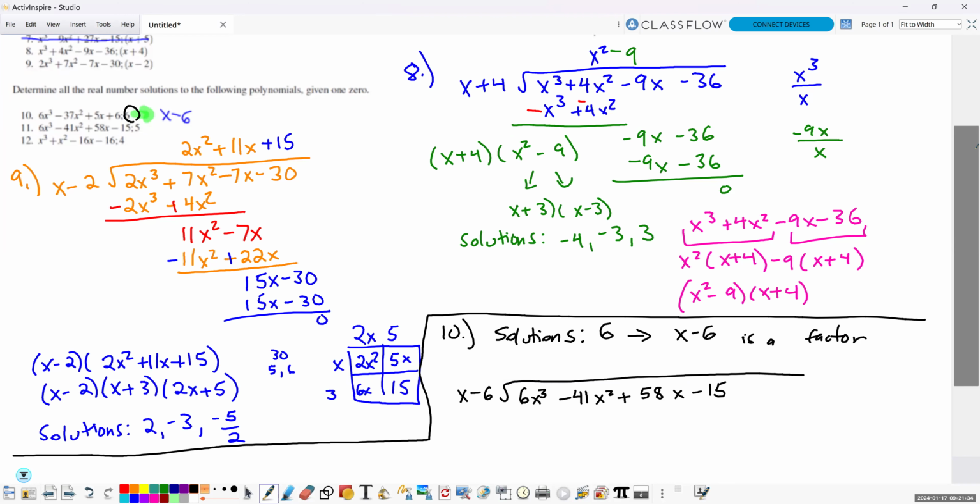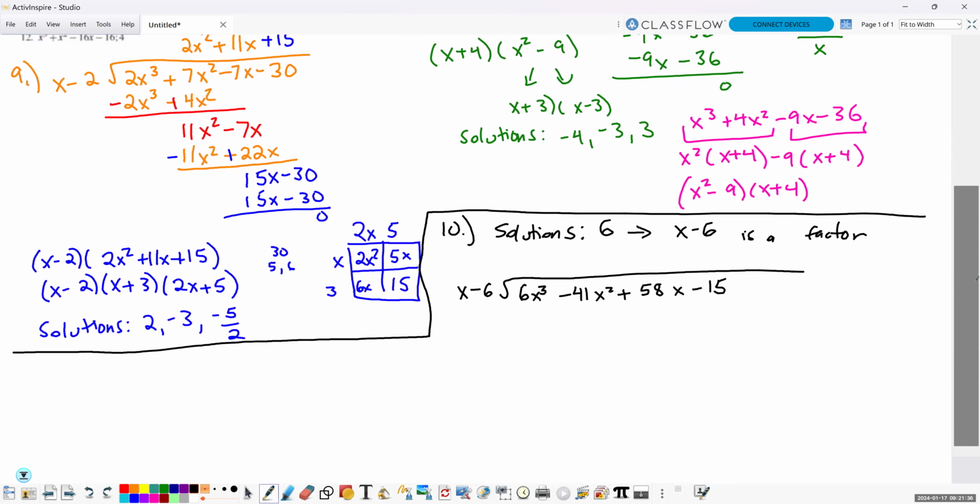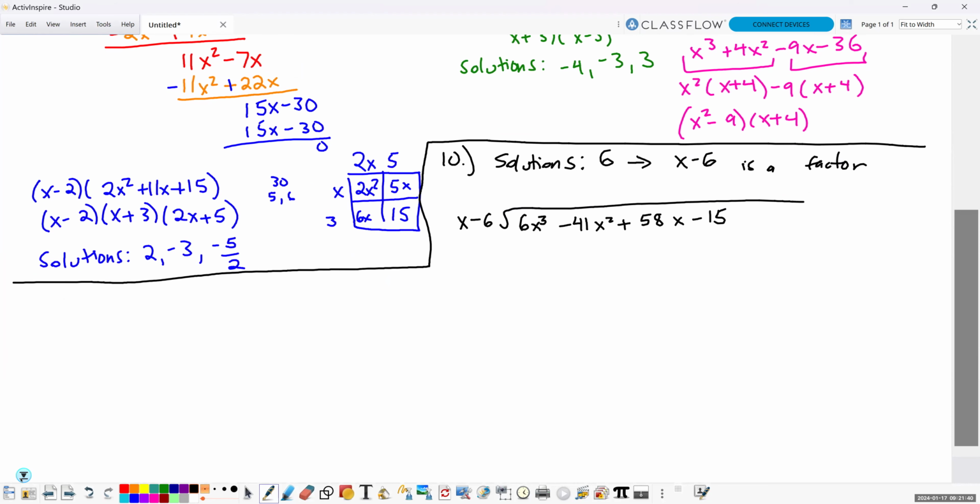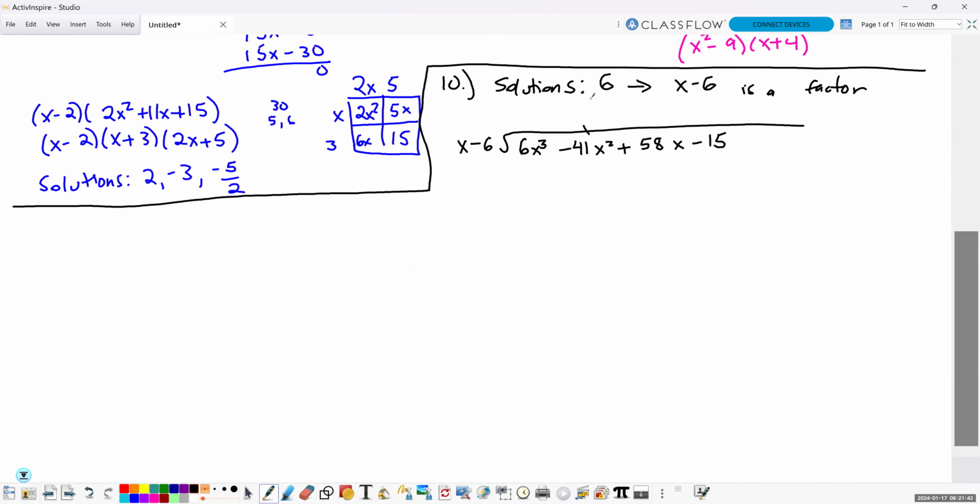So now 6x cubed divided by x is going to be 6x squared. Multiply back. You know, I'm just going to go with the box method. I feel like I've done a lot of long division actually. Let's set this one up with the box method.